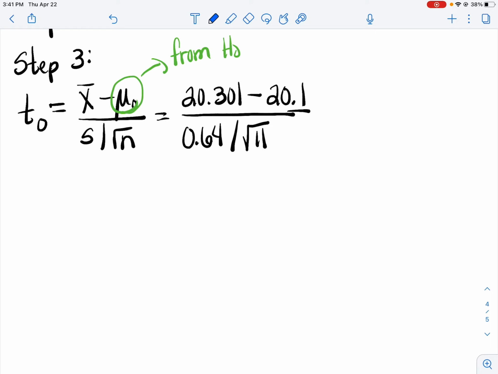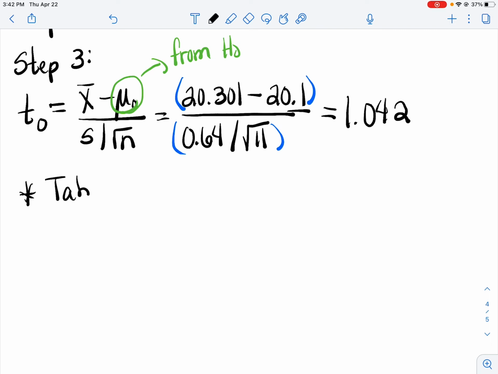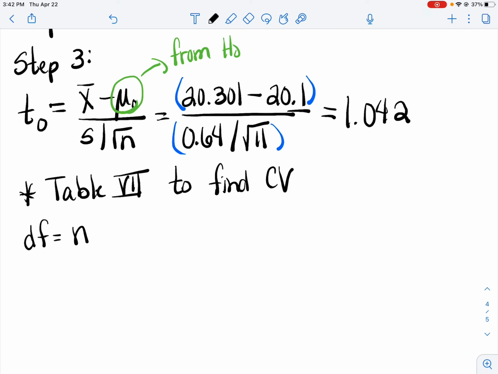When you type this into your calculator, make sure to put parentheses around the top and around the bottom. Pause the video while you type this into your calculator. You should have gotten 1.042. We need to find our critical value, so we go to Table 7 to find that critical value. Our degrees of freedom are sample size minus 1. So here, 11 minus 1, or 10.